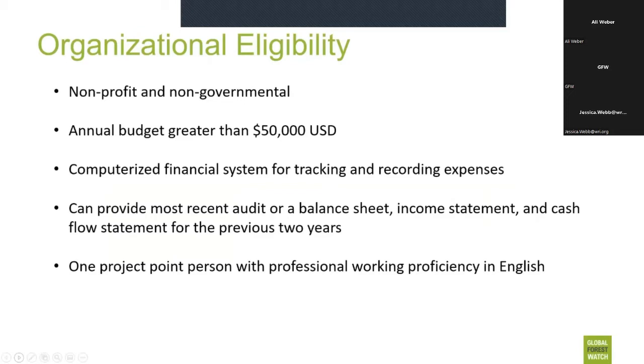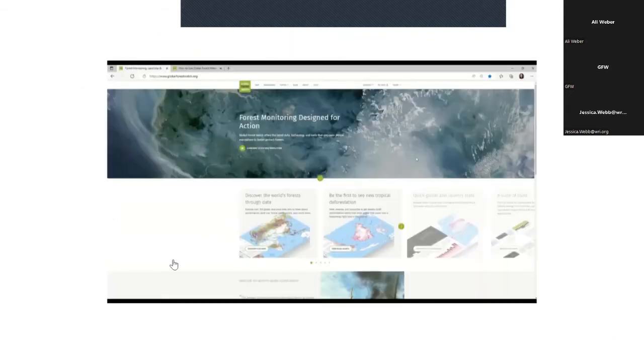So for the 2023 grant cycle, we have several eligibility requirements, which are detailed in the Guidelines for Applicants document. While we are going to provide an overview here, please be sure to carefully read the full guidelines for applicants before applying. So for organizational eligibility requirements, we are looking for organizations that are nonprofit and non-governmental with an annual budget greater than $50,000 US.